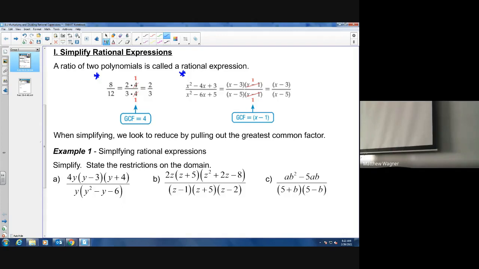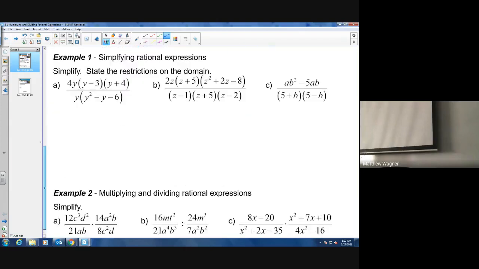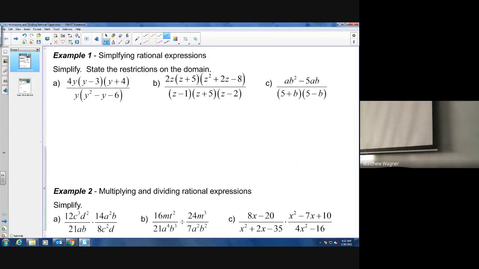If you look, we have the top and bottom. We can factor those expressions, thinking back to how we factored expressions in chapter 4. Then we can take out the greatest common factor, which in this case is x minus 1, and we're left with a simplified expression, x minus 3 over x minus 5. That's what we're going to be going through today. So let's dive right into example 1.